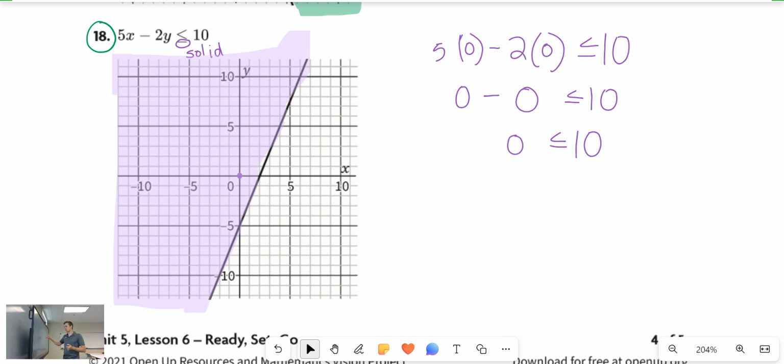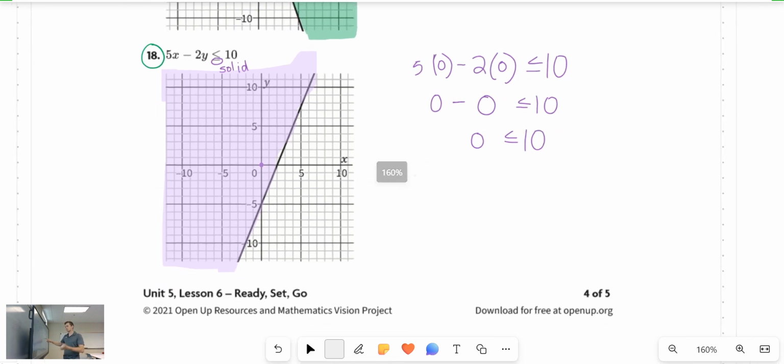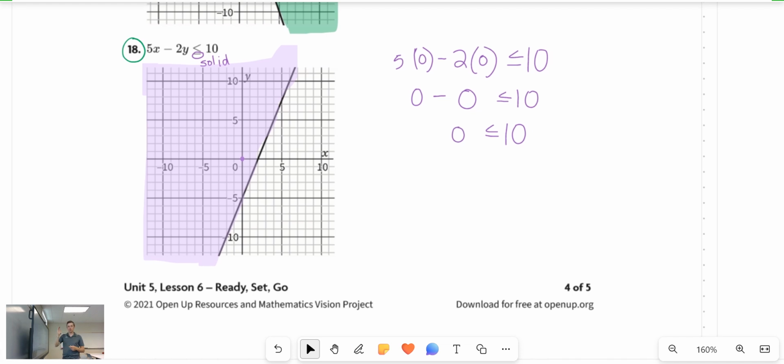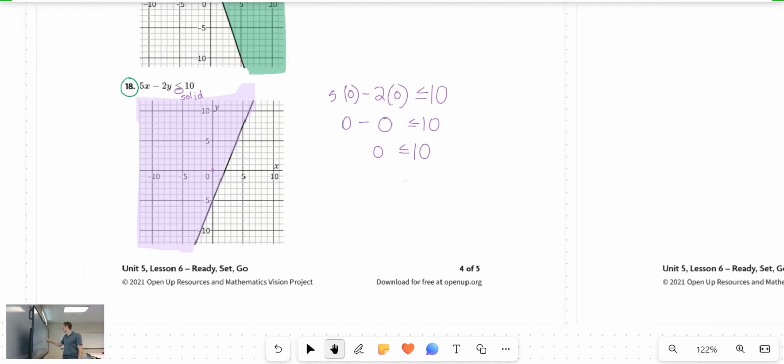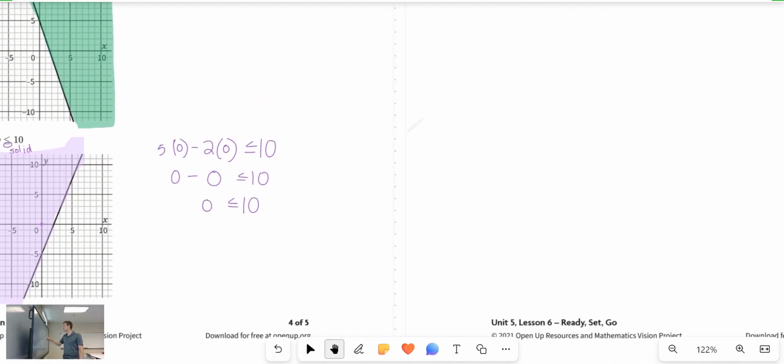Now, there are a bunch of ways to have figured that out as well, but I always recommend if you can plug in 0, 0, it makes it so easy to figure out. So that's always my suggestion: try 0, 0 if it's not on the line. But for now, let's move on.